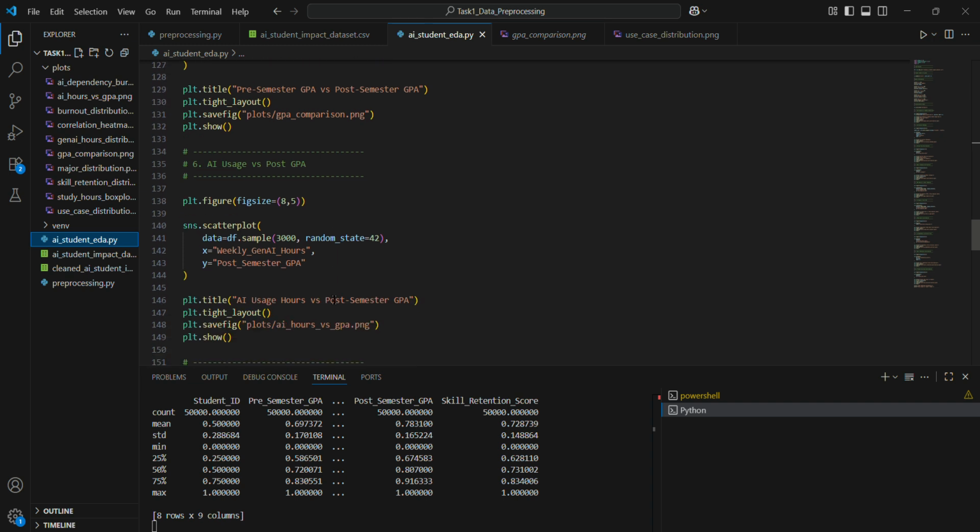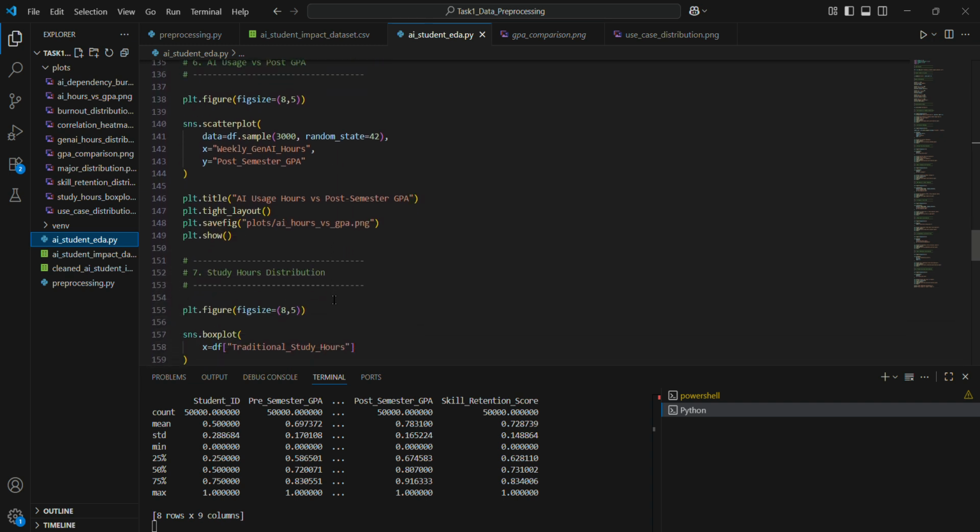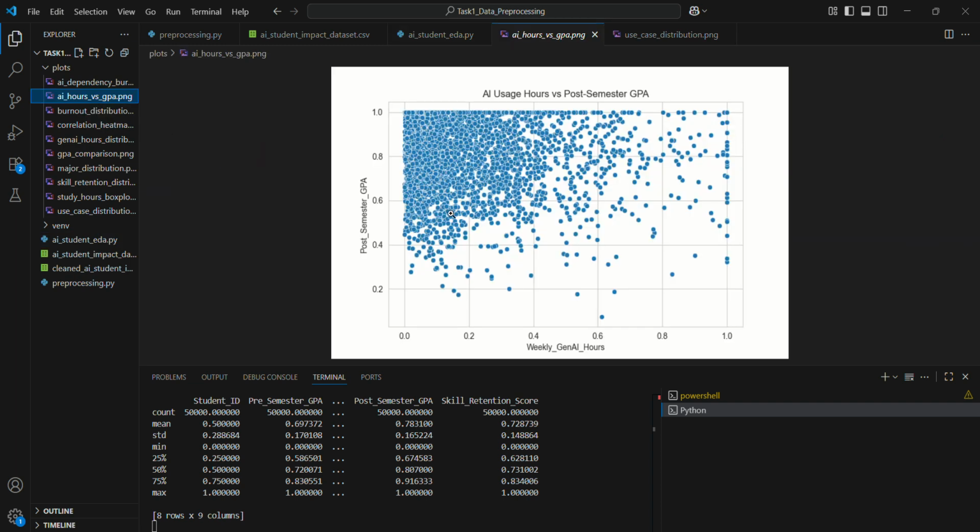Then next we come to the AI usage versus post GPA graph. It has been saved as AI hours. So, weekly Gen AI hours. The majority of the students lie between 0.0 and about 0.3 or 0.4, in this category. The weekly Gen AI hours lie in this category, and their post-semester GPA is also kind of consistent.